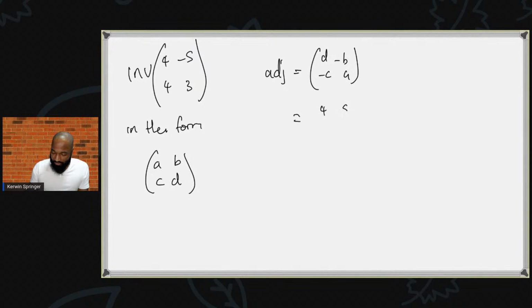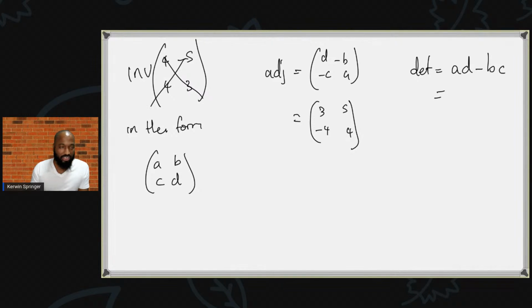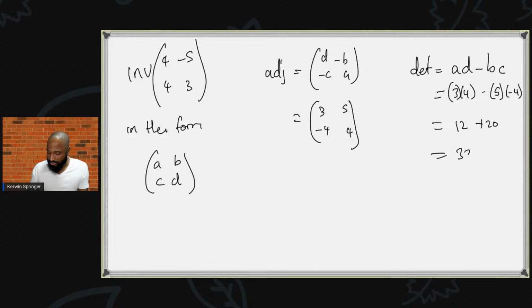So the adjoint is going to be 5, -4 here, but instead of putting that 4 there, I should send it here and send the 3 there. That's how the adjoint would look. And the determinant is AD minus BC. One of the tricks that I use is that this line must line up to that line. These are the diagonals: you take the product, and then you subtract the diagonals. So you get 3 by 4 minus 5 by -4. So you get 12 plus 20, a high number, 32.